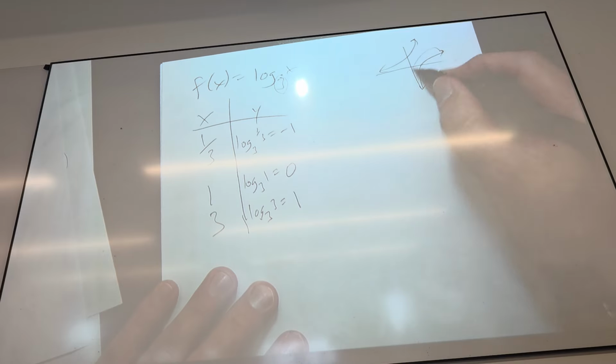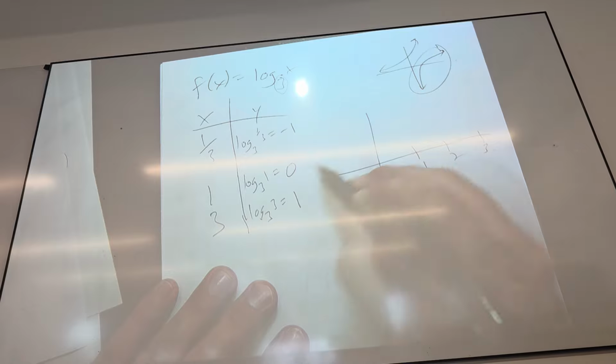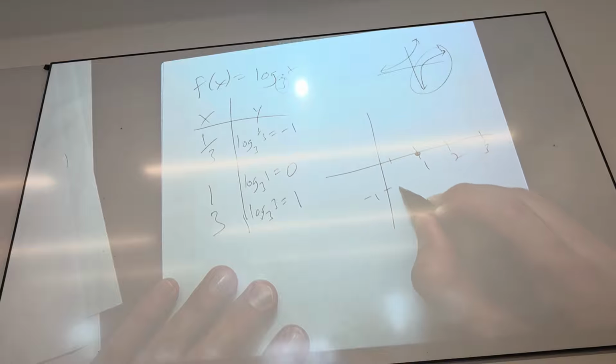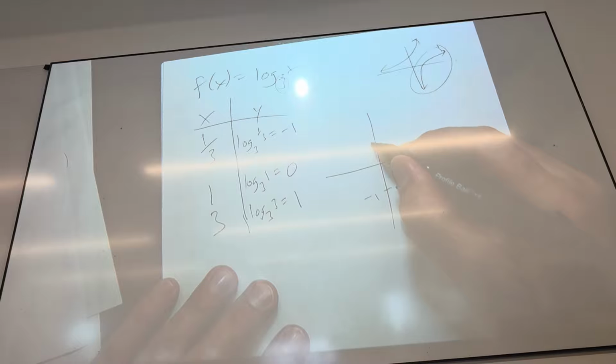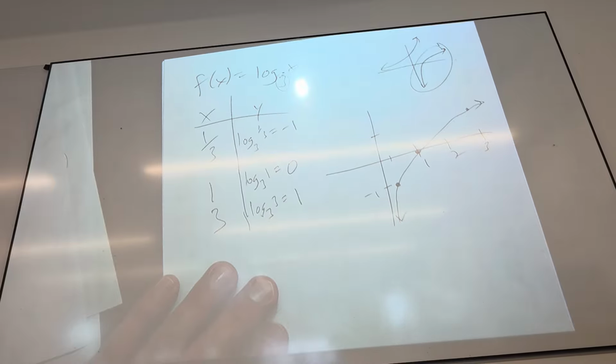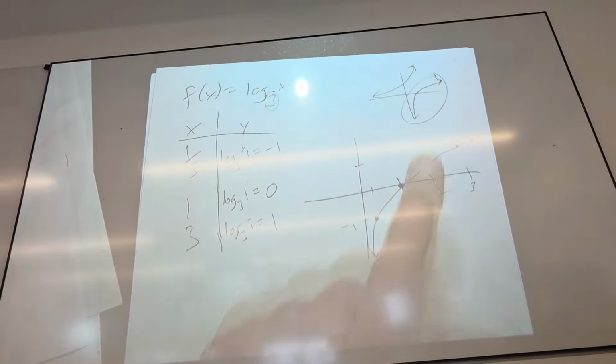So it's going to end up with this shape because we've got 1 here, 2, 3. If I have an input of 1, it's 0. If I have an input of 1/3, it's negative 1. And if I have an input of 3, it's 1. So it looks like this. I should have made it dotted, but it's too bad for me. Okay. So it looks like what we predicted.